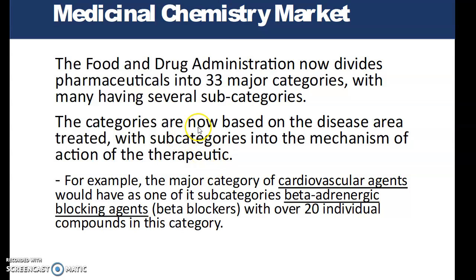Now, the Food and Drug Administration now divides pharmaceuticals into 33 major categories, with many having several subcategories. The categories are now based upon disease area treated, with subcategories into the mechanism of action. For example, if you had a major category of cardiovascular agents, something for the heart, one of its subcategories would be beta adrenergic blocking agents, or beta blockers. And just in this small subcategory, there's over 20 individual compounds.